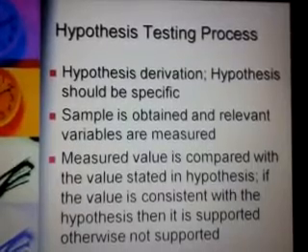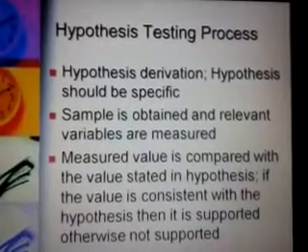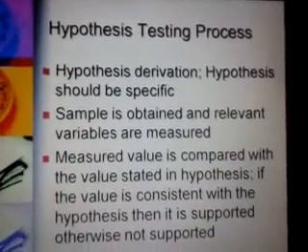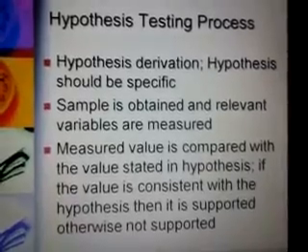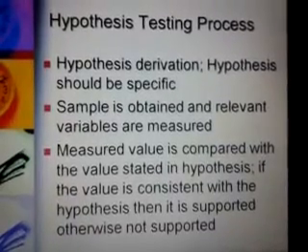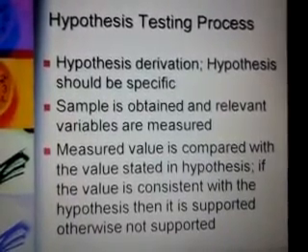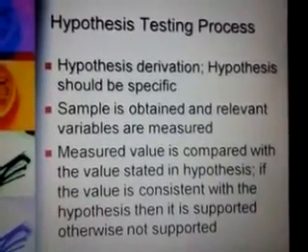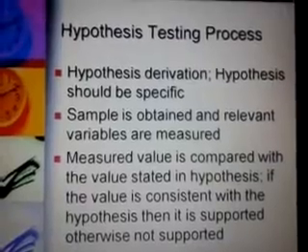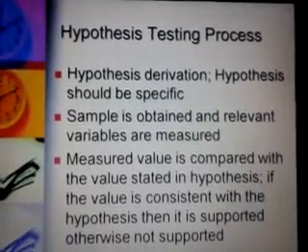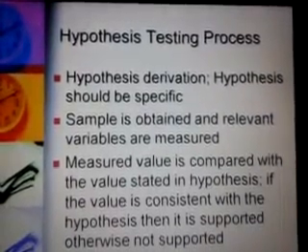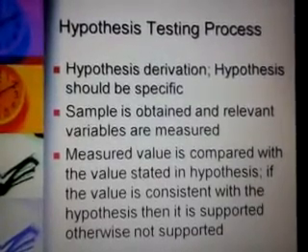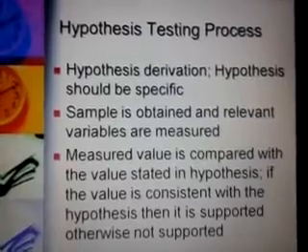The first step is hypothesis derivation. The first thing that a researcher needs to do is derive the hypothesis. A hypothesis is derived on the basis of some past experiments, research or theories. Sometimes the hypothesis can also be derived on the basis of some suggestions or some guess. So the first step is to derive the hypothesis, as we have discussed in many examples.